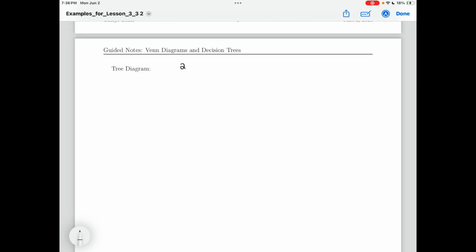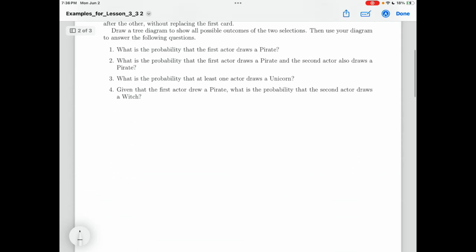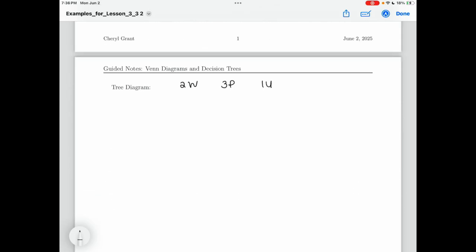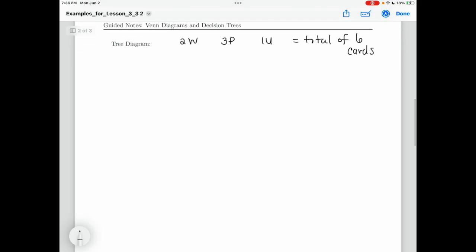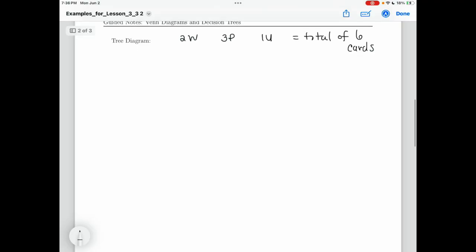Okay, so we have 2 witch cards. I'll label it as W. We have 3 pirates. I'll label that P, and 1 unicorn. I'll label that U. And that gives us our total of 6 cards. When we create a tree diagram, we have nodes, and the first node, I like to call that the start button.